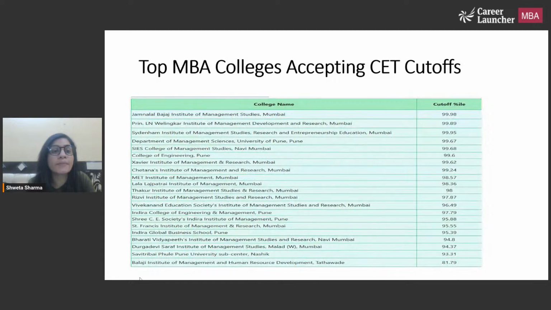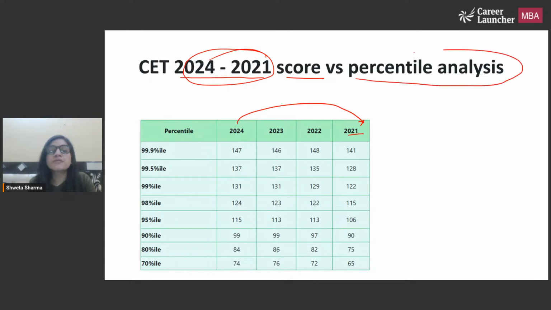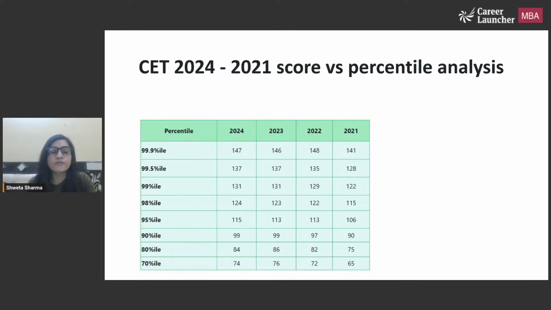Coming on to the top MBA colleges to look at and what percentile we can expect. Before we get into this, let me show you a chart of CET 2024 to 2021, the entire score data from 2024 to 2021. How can you keep the percentile analysis with respect to the scores you get in CET? Here, you can see that in 2024, a person who scored 147 marks was able to get 99.9 percentile, whereas in 2023 it was 146, 148 in 2022, and 141 in 2021.